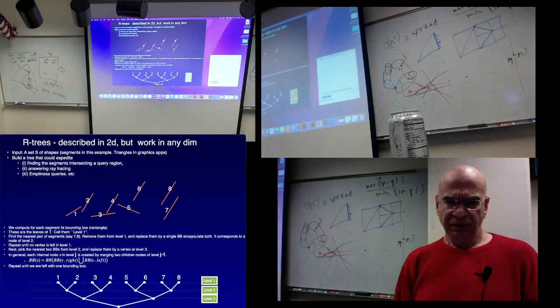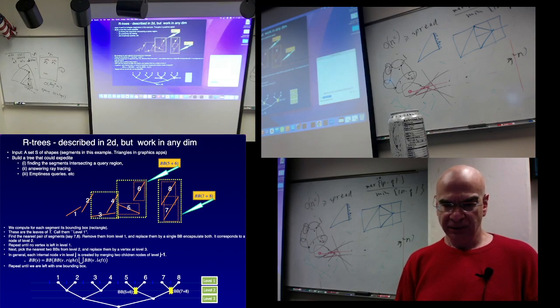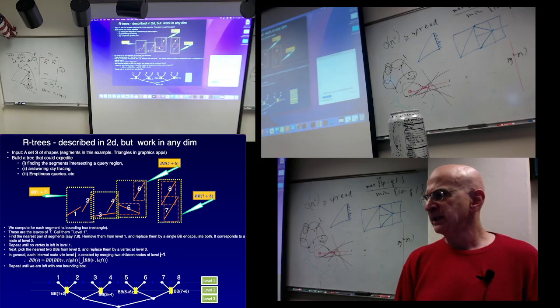Okay, more about the compressed quad trees. R trees are very general, not much theory, just remember that you want to pair the objects in a good way. For example, close to each other would be a good way.